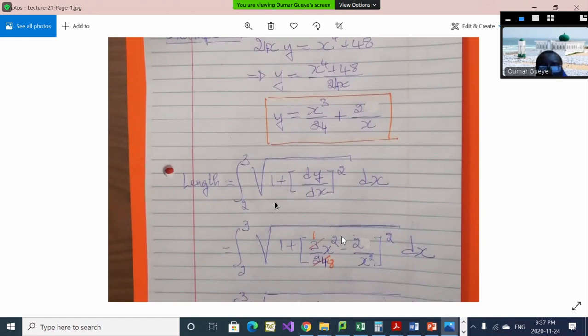Which part? You use the power rule, it becomes 3x squared, and down still equal to 24. Sir, the dy divided by dx, but I can see the dx.